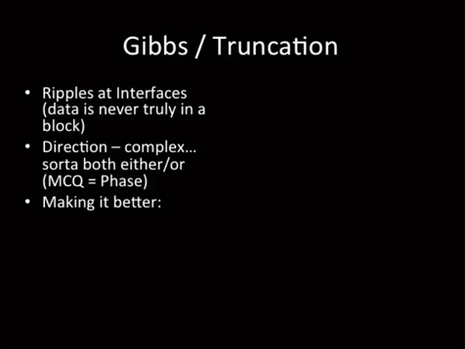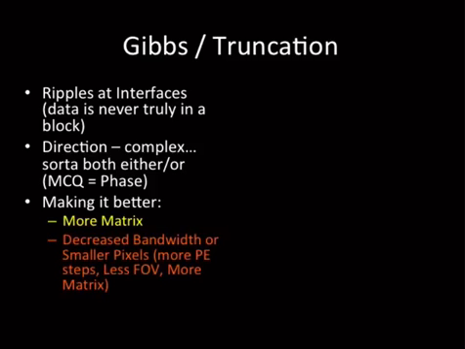So, to improve it, you're going to want smaller pixel sizes, or you're going to want more matrix. Now, with a smaller pixel size, we're talking about more phase encoding steps, a smaller field of view. You can decrease the bandwidth. The payoff, or the penalty, for doing this is that obviously that takes longer, so table time, and then you're also getting, with a smaller pixel, you're reducing your signal to noise ratio.